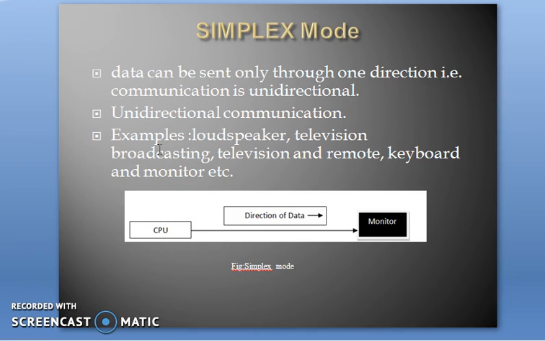Other examples of simplex mode data transmission equipment are loudspeaker, television broadcasting, remote, keyboard, and monitor, etc. In the case of television, we all know that the data is transmitted from the television to the television screen only. No backward direction of data transfer occurs in simplex mode. So this is the example for a simplex mode.